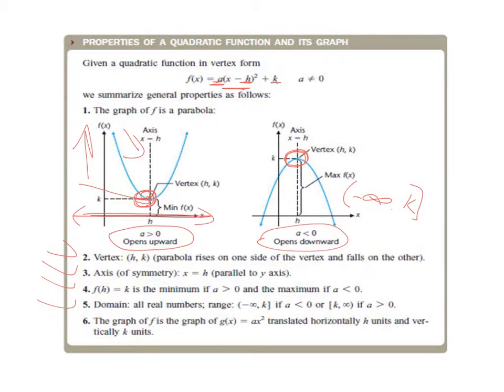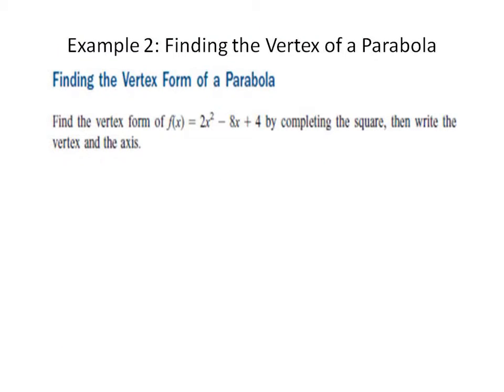So the H is what translates it left and right, and the K is up and down, which is why the H is on the inside, so it's horizontal, and the K is on the outside, which is up and down. Okay, so finding the vertex of the parabola. Now, guess what we get to do? Completing the square again. So remember when we did that before? So let's go ahead and get this started.